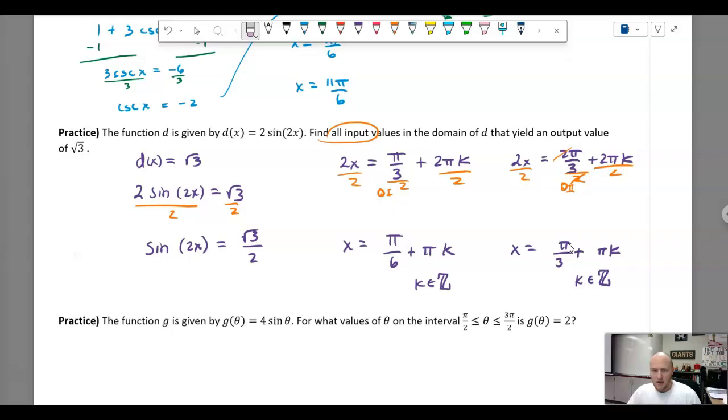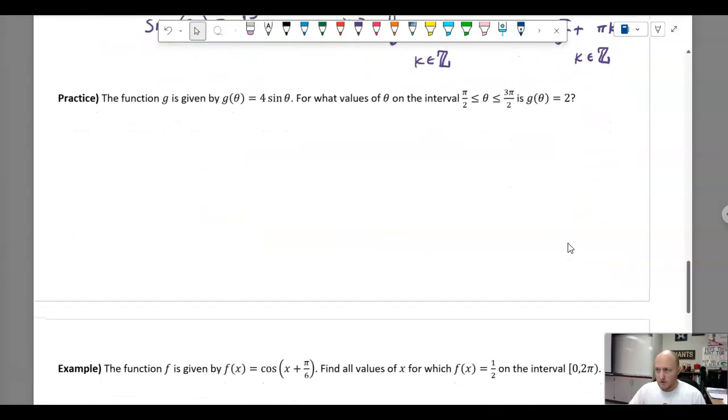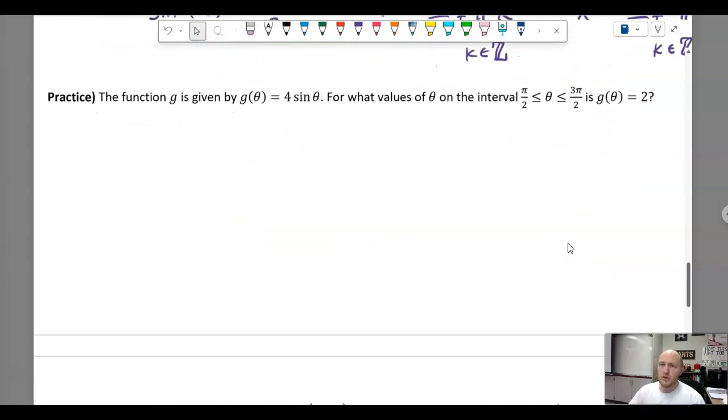All right. One more practice before I give you another example here. So again, please pause me, try this one. The function g is given by g of theta equals 4 sine theta. For what values of theta on the interval pi halves less than or equal to theta less than or equal to 3 pi halves is g of theta equal to 2? Pause me, I'll show you the solution.